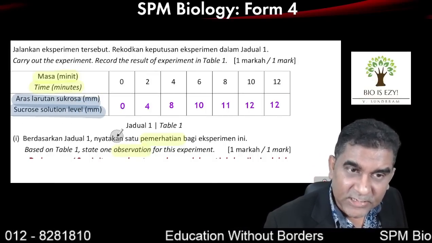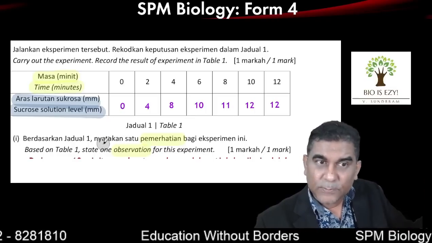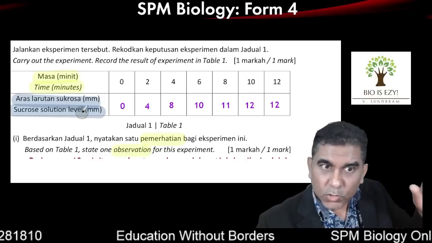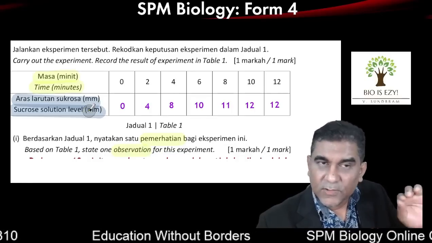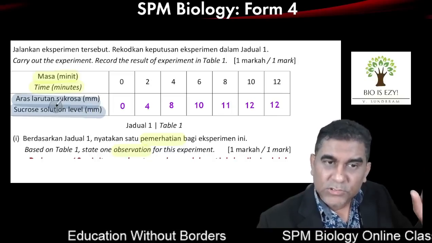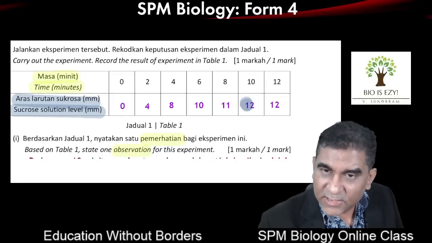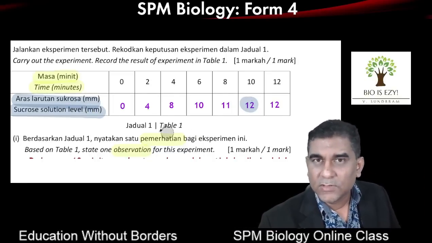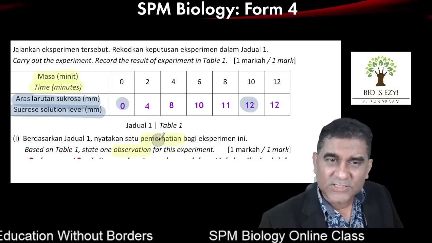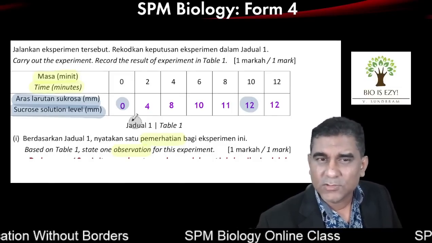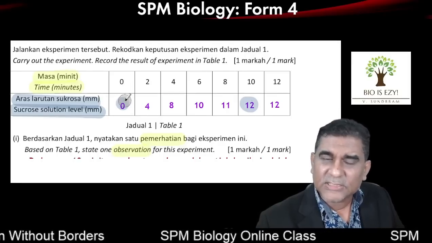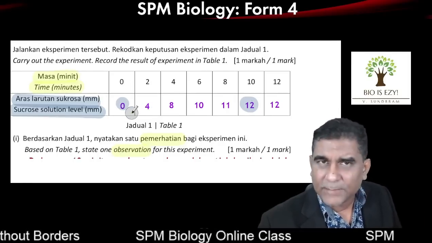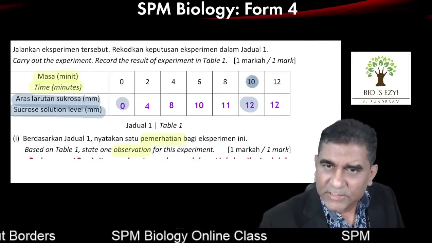This is another place where you can identify which is manipulated, which is responding. So, preferably, when you are writing the observation, choose the responding, the highest value, or the lowest value. In here, the lowest value is just the starting point. So, it's not that good. So, pemerhatian dekat sini tak bagus, pada dia titik permulaan. So, the best one will be this.